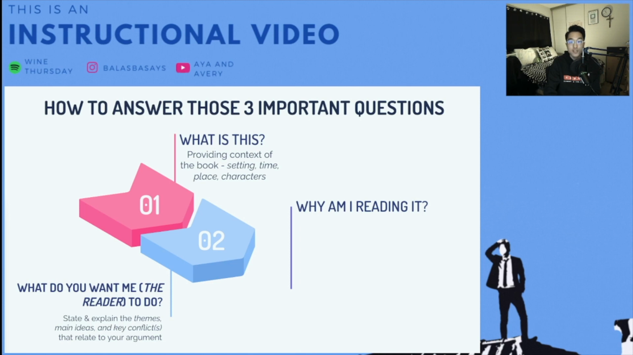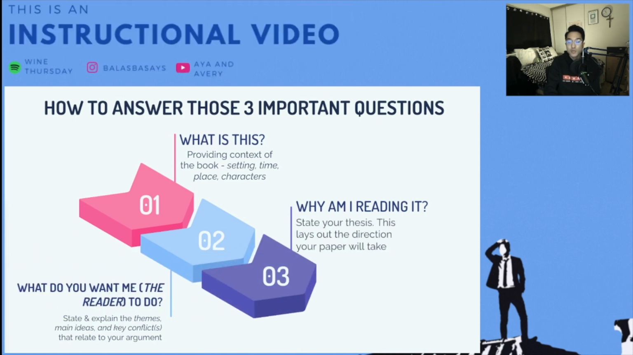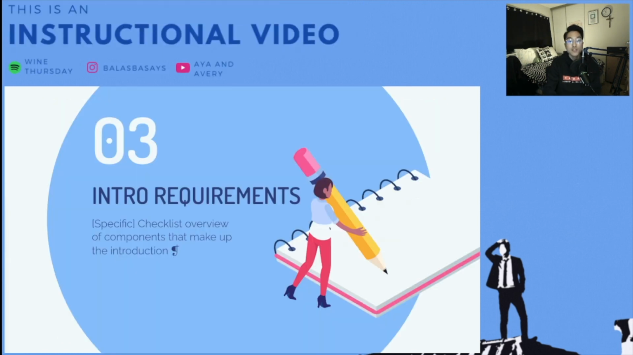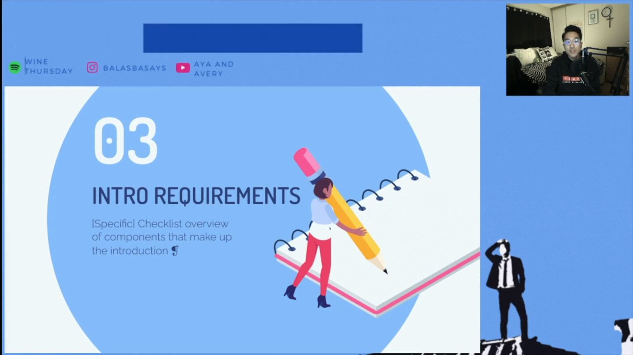And then lastly, there's the big why. What is the main idea or argument of this paper? This is where you state your thesis. This lays out the direction that your paper is going to take. Now let's look at the requirements we'll use to answer each of those questions.